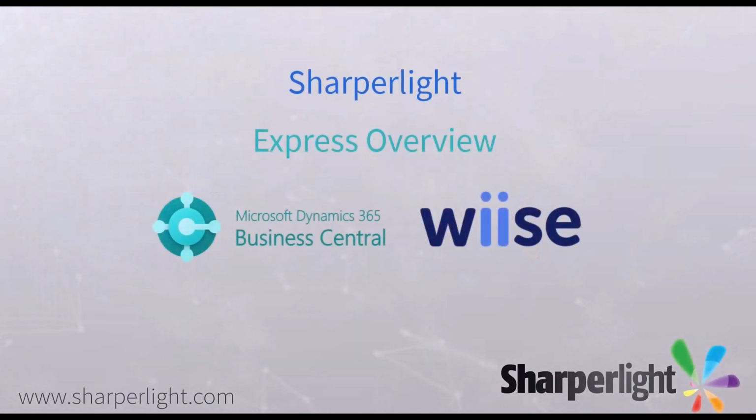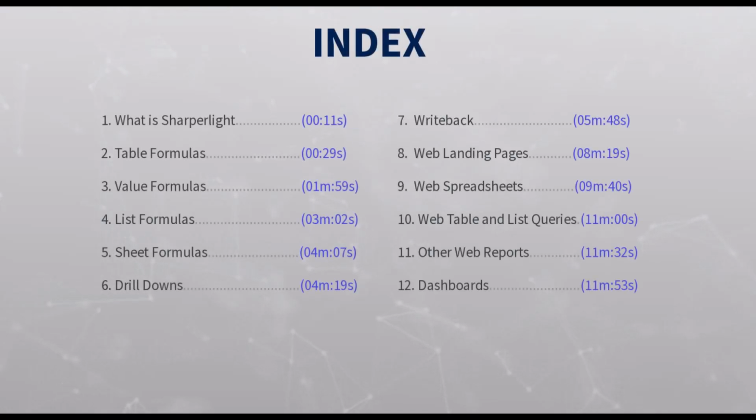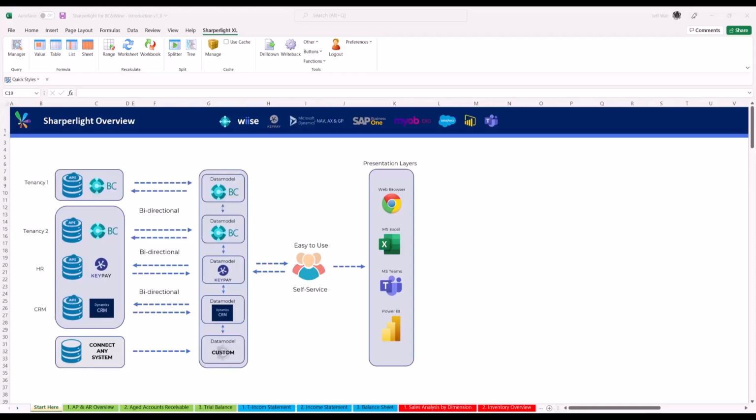Sharperlight is a powerful reporting tool for Business Central and other applications. In this video, I go through examples to get the most out of reporting for BC. Sharperlight is an easy-to-use, self-service reporting tool.